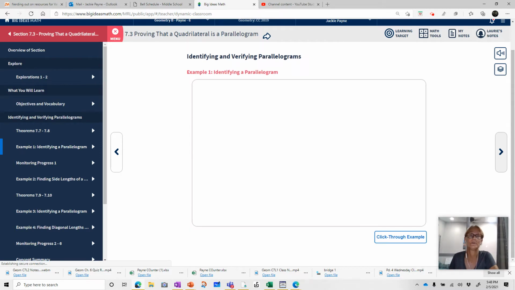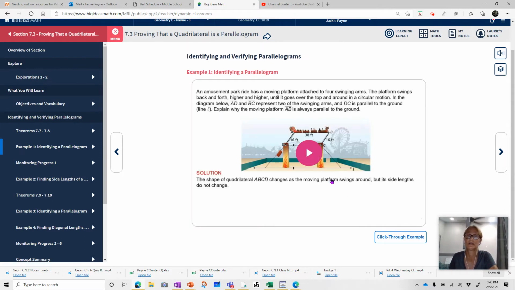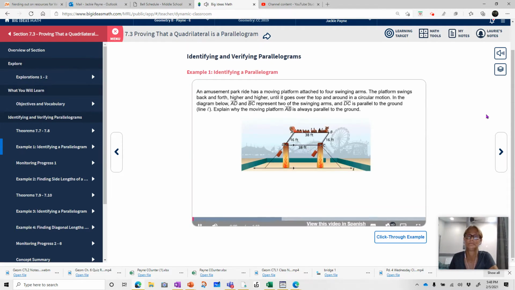Here's some examples on how to identify a parallelogram. An amusement park ride has a moving platform attached to 4 swinging arms. The platform swings back and forth, higher and higher, until it goes over the top and around in a circular motion.